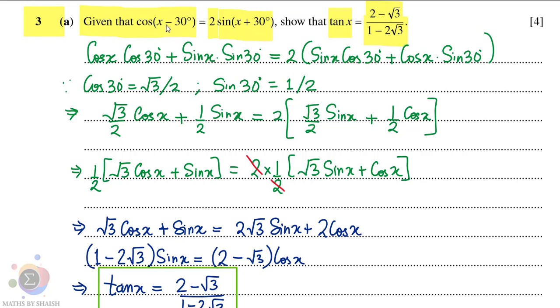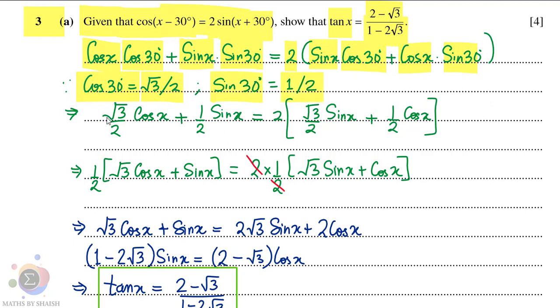We know cos(a minus b) is cos a cos b plus sin a sin b, and sin(a plus b) is sin a cos b plus cos a sin b. So we are going to use this. The left hand side becomes cos x cos 30 degrees, plus, because in cos when it is minus it becomes plus, sin x sin 30 degrees. Similarly here, 2 times sin(a plus b), it is sin x cos 30 plus cos x sin 30. Now we know cos 30 is root 3 by 2, sin 30 is 1 by 2.